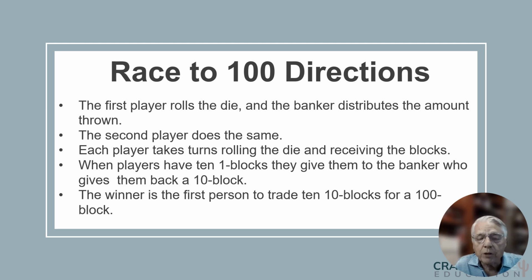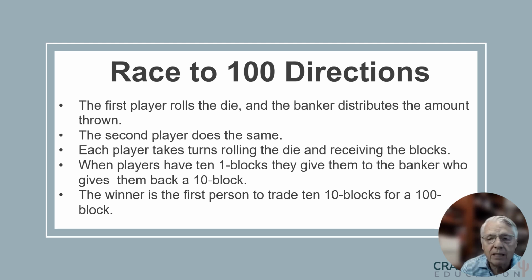So the first player rolls the die, and the banker distributes the blocks. The second player does the same. That's it. They take turns rolling the die, and the banker gives them the blocks. But here's the key. When a player has 10 ones, they give them back to the banker, and the banker gives them a 10 block. That's what they do over and over and over.